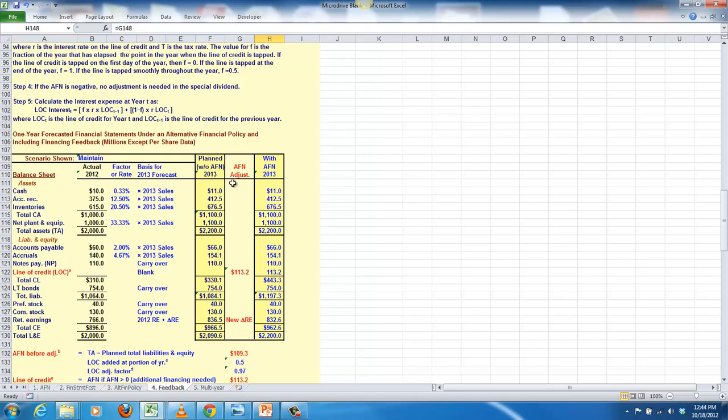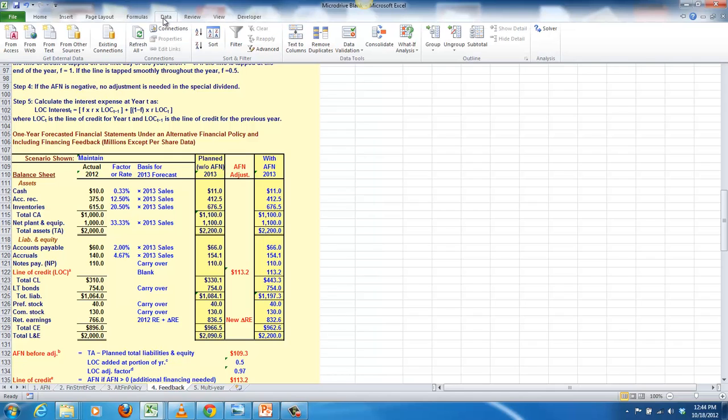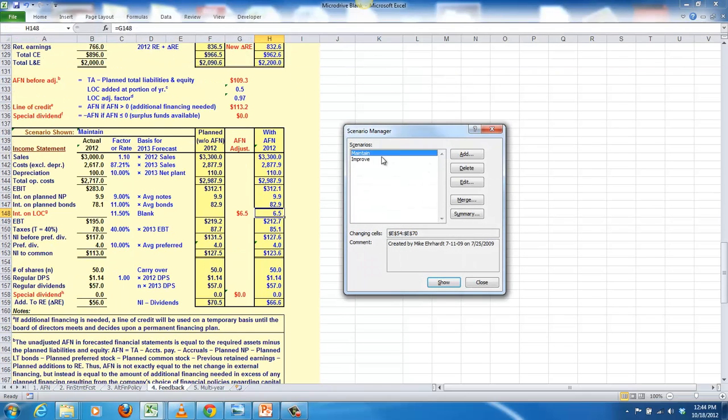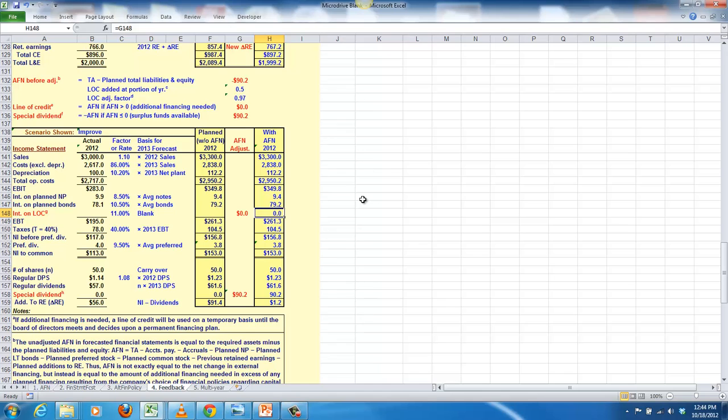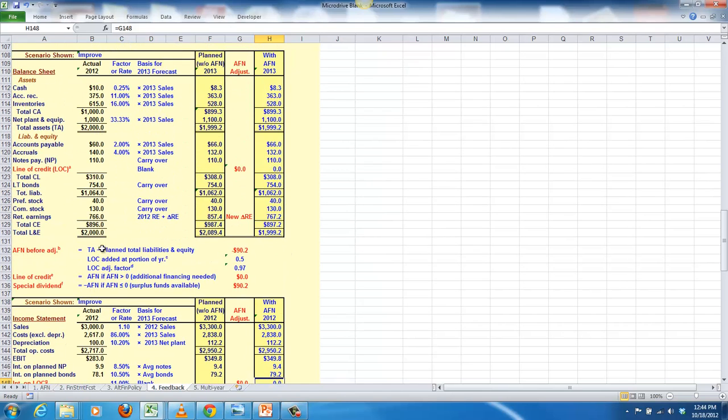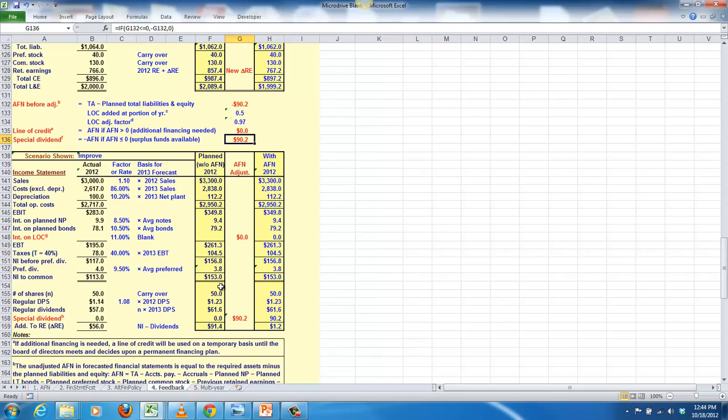All right, let me do one more thing on here. We'll go back to the scenario manager. We're going to click Improve, Show. So what we have here now is that we have negative additional funds needed. We produced more funds than we needed, and that's fantastic. And now we're going to pay a special dividend of $90.2 million.